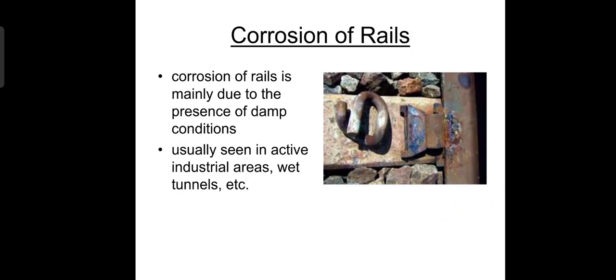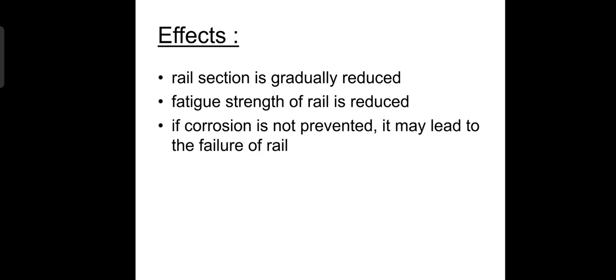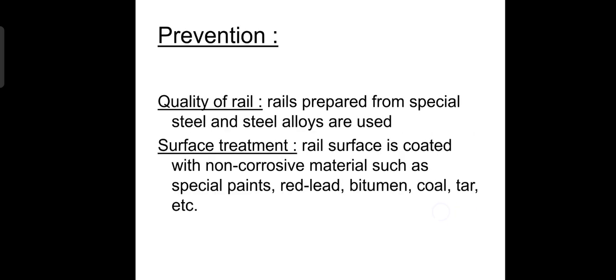Corrosion of rails. Corrosion of rail is mainly due to the presence of damp conditions, usually seen in active industrial areas, wet tunnels, etc. In the picture, the corrosion of rails is being shown. Effects: rail section is gradually reduced. Fatigue strength of rail is reduced. If corrosion is not prevented, it may lead to failure of rails.